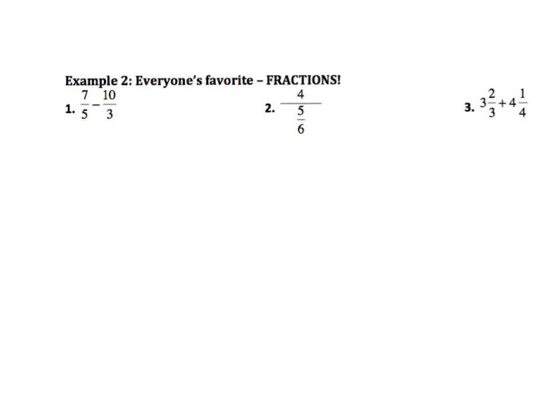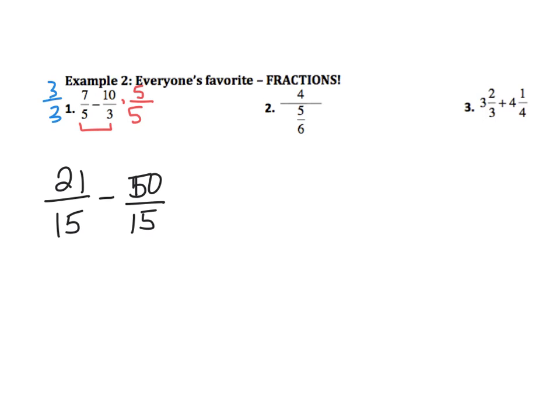So if we look at problem number 1, we have the numbers 5 and 3 on the bottom. Obviously, I can't multiply 3 by anything to get 5, nor can I multiply 5 by anything to get 3, so I'm going to find the largest common multiple. It's going to be 15, so I'm going to multiply the right one by 5 over 5, and the left one by 3 over 3. So I got 21 over 15 minus 50 over 15.